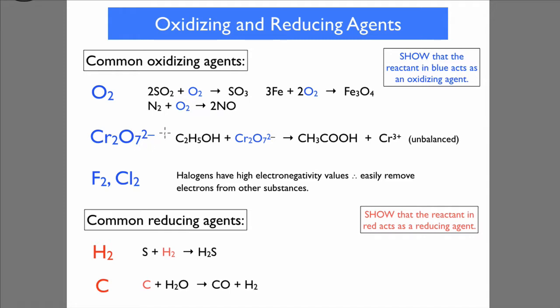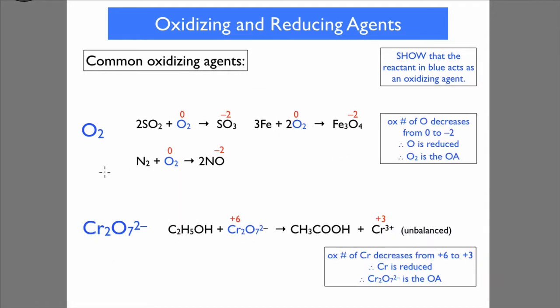Dichromate ion is very common, and often you see that the oxygen is written like we saw earlier, just inside the little square like that, and the halogens which have high electronegativity values. Common reducing agents, obviously hydrogen, which we saw in previous slides, and carbon is also quite a common reducing agent. So let's look at a bit more detail.